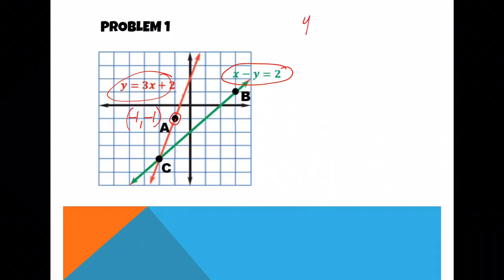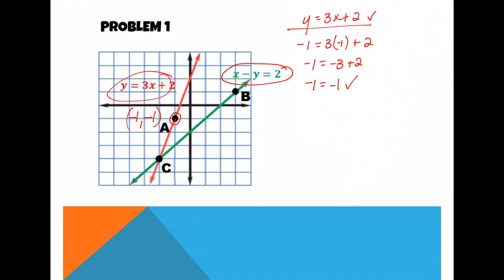So first I'm going to plug it into y equals 3x plus 2 and prove that it is in fact a solution to this equation. I'm going to substitute in -1 and -1 for x and y, which will give me -1 equals -3 plus 2, or -1 equals -1. So it checks out that (-1, -1) solves this first equation. Does it solve this equation, x minus y equals 2? Let's substitute -1 and -1 for x and y.